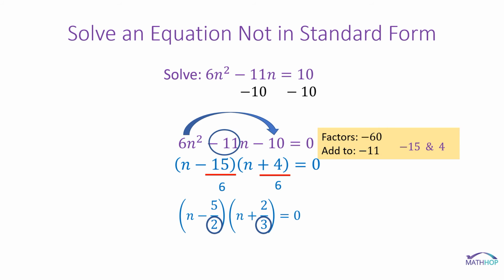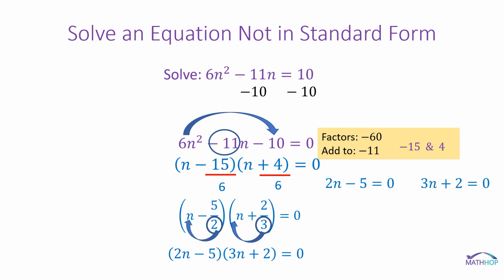I have circled the denominators. Hopefully you remember what to do with them already. Make them your leading coefficients. And our factors are 2n minus 5 and 3n plus 2. Remember, we haven't solved. We have our factors. We have to set each factor equal to 0. We're going to start with 2n minus 5 equals 0. We'll add 5 to both sides. We get 2n equals 5. Divide by 2. We get n equals 5/2. Moving on to the next one. We're going to subtract 2 from both sides. 3n equals negative 2. Divide by 3, n equals negative 2/3.